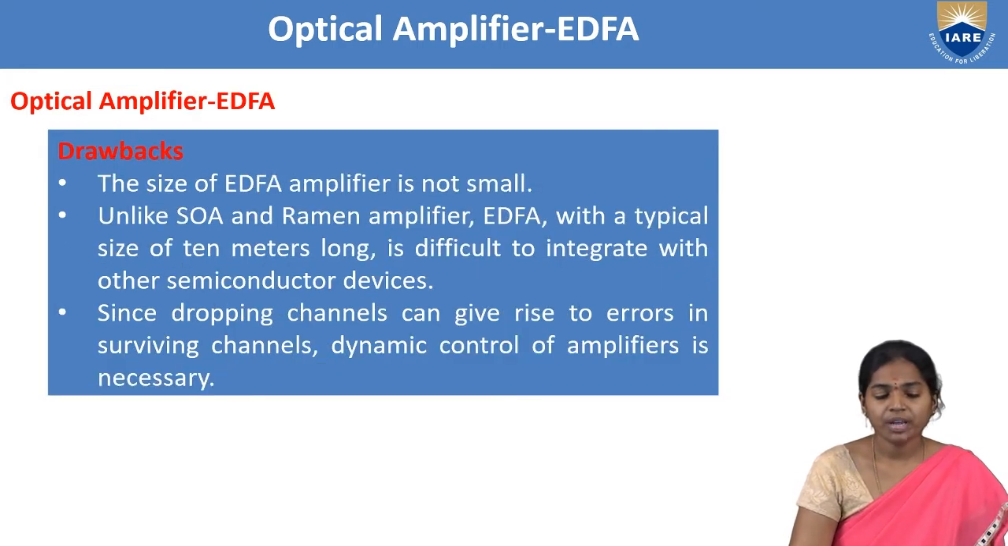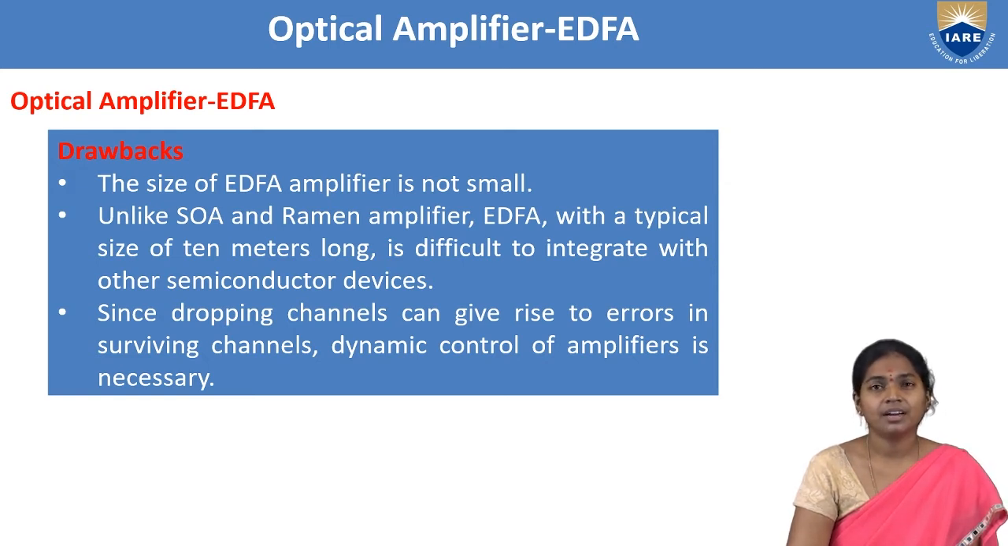So what are the drawbacks of EDFA? The size of the EDFA amplifier is not small. Compared with the semiconductor optical amplifier and Raman amplifier, EDFA has a typical size of 10 meters long, so it is difficult to integrate with other semiconductor devices. Also, dropping channels can give rise to errors in surviving channels, so dynamic control of amplifiers is necessary.